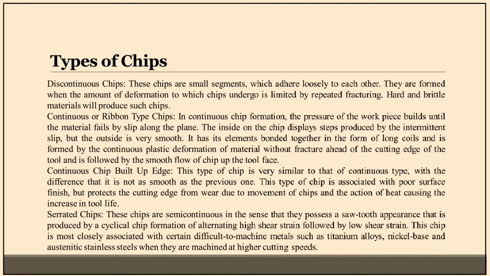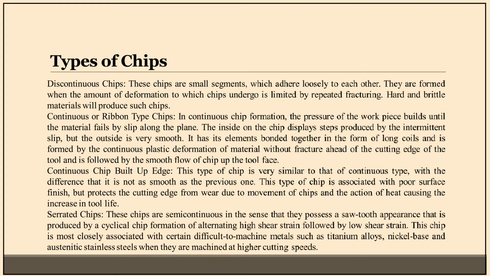Types of chips. First one, discontinuous chips. These chips are small segments which adhere loosely to each other. They are formed when the amount of deformation to which chips undergo is limited by repeated fracturing. Hard and brittle materials will produce such chips.